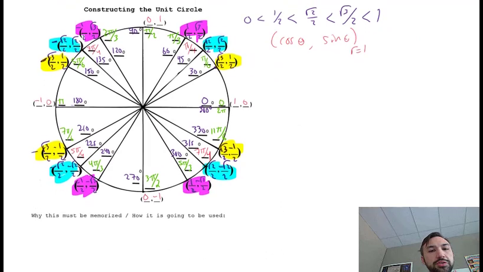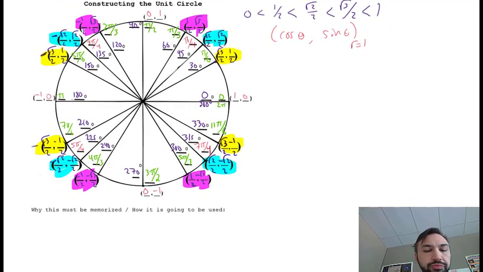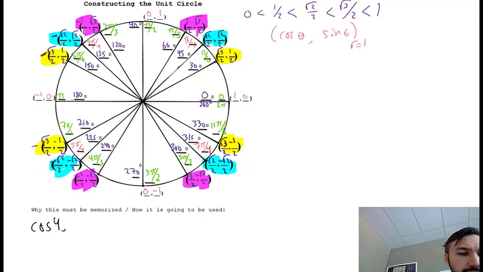Okay, so here's how it's usually going to be presented to you. You're going to have a question like, what is the cosine of 45 degrees? So in your head, you need to be thinking about, okay, well, where is 45? 45 is about right here. Notice right here.